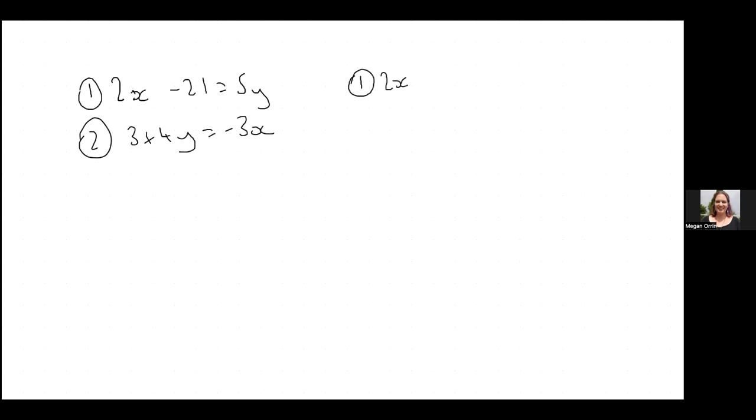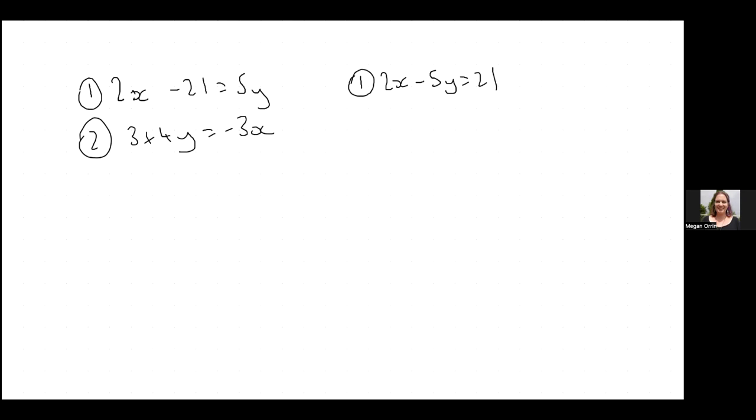This one's annoying. So 2x minus 21 equals 5y. And then the second one is 3 plus 4y equals negative 3x. This is annoying because it doesn't match up, right? They're not in line with each other. So the first thing I have to do is rearrange them. So what is number 1 going to look like if I rearrange it? Good. So the 5y comes over as a subtraction and the negative 21 goes over as an addition.